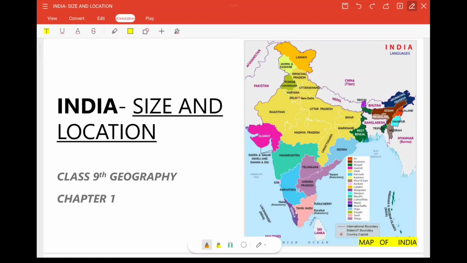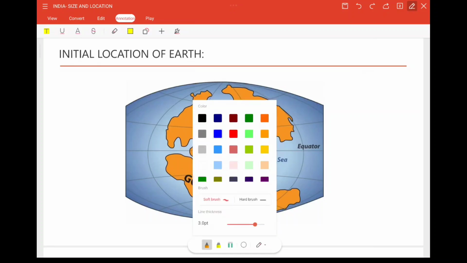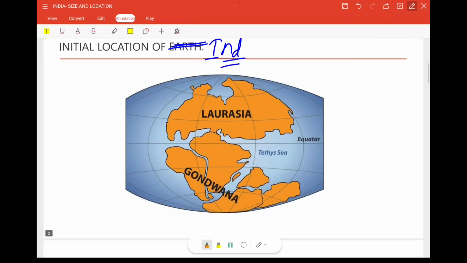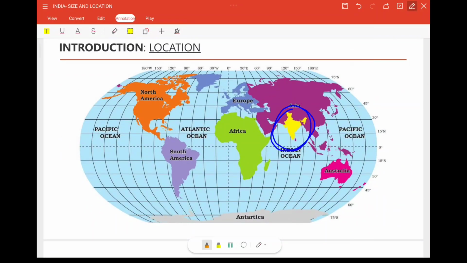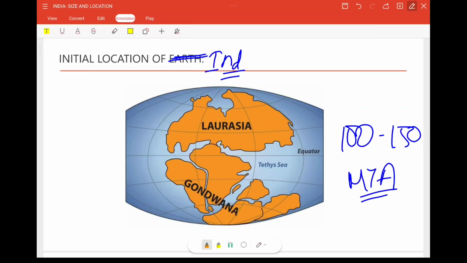Before jumping directly to our topic, let's understand a simple concept: the initial location of India. Okay, it is not the initial location of Earth, it is the initial location of India. Initially, India was not where you see India today. You can see India, which is located here. This was not the initial position of India. When we go back in time, nearly 100 to 150 million years ago, you will see India here, which was near the South Pole of the Earth. So this was the initial location of India.